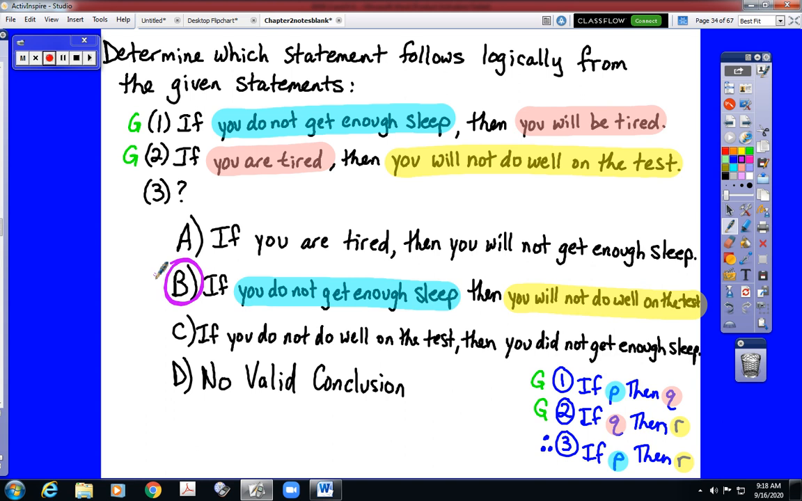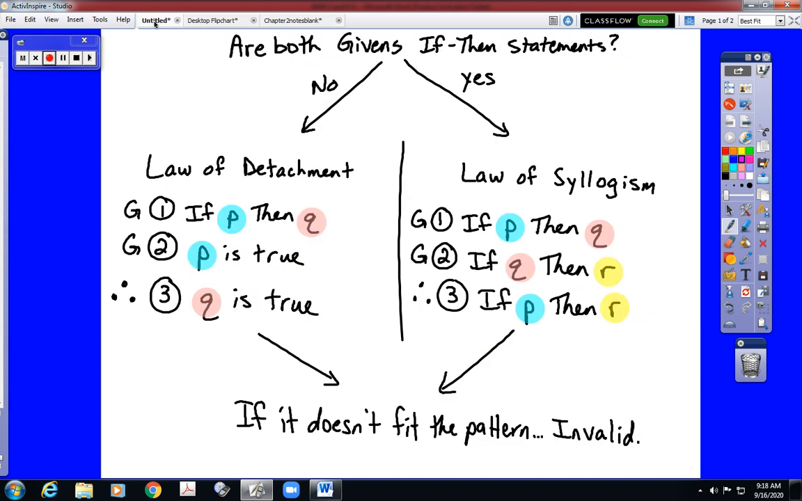That does it for our law of syllogism examples. Our next video is actually going to take away the scaffolding of knowing which law we're going to do, and is going to refer back to the idea that we understand that there is a pattern that we follow here. We look to see if the original two givens are if-then statements. If they are, we check the law of syllogism. If they are not, we check the law of detachment. Either way, if the pattern of our three statements does not perfectly match one of those two patterns, it is an invalid argument. So we have one video to go.